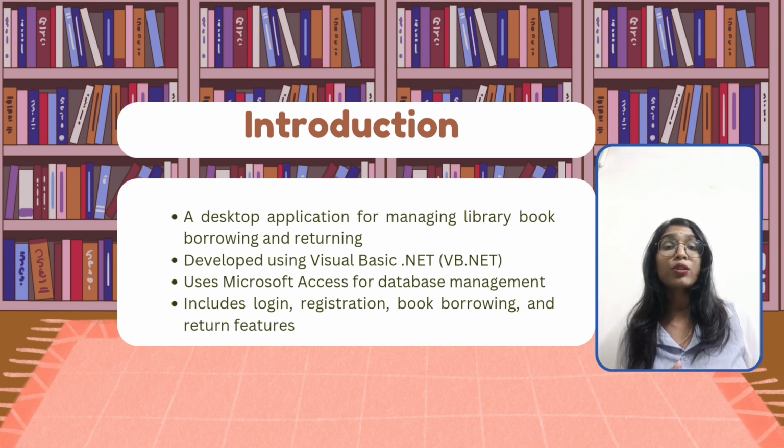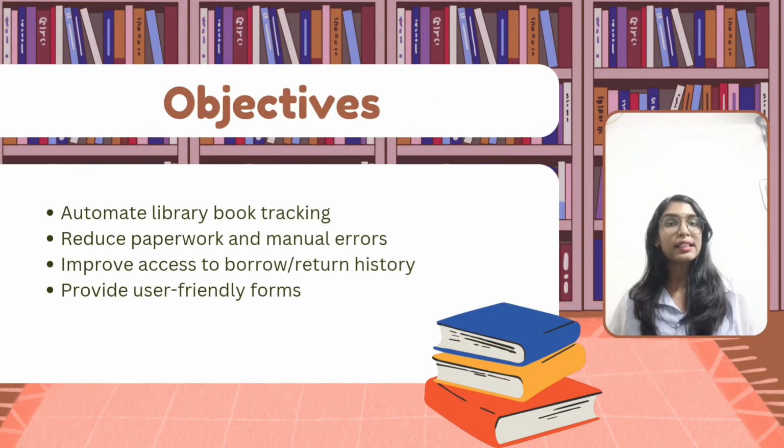The system includes 4 main modules, which are login, registration, borrowing, and returning, to provide a complete library management solution. The goal of the system is to automate book tracking, reducing manual errors and paperwork. It will improve access to borrow and return history, and provide a user-friendly interface for a smoother library experience.